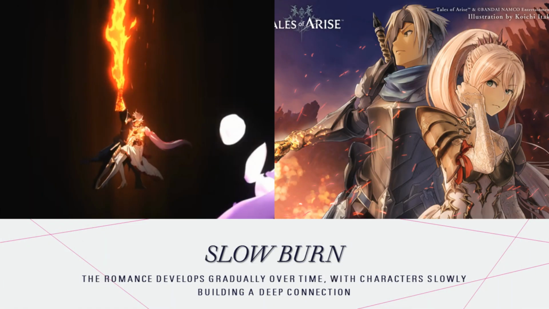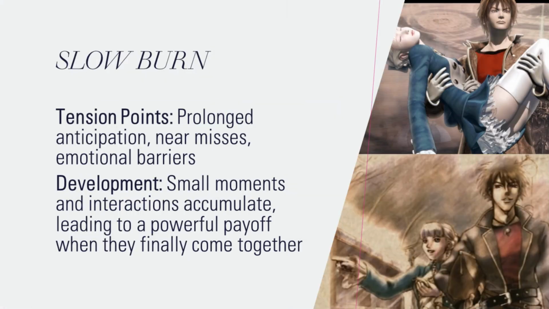The slow burn romance centers around one that develops gradually over time, with characters slowly building a deep and meaningful connection. This type of romance is characterized by prolonged anticipation, near misses, and emotional barriers that keep the characters apart, heightening the tension and suspense. As the story progresses, small moments and interactions between the characters accumulate, deepening their bonds and leading to a powerful and satisfying payoff where they finally come together.